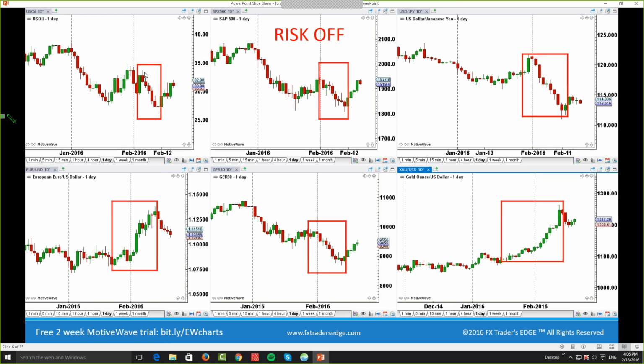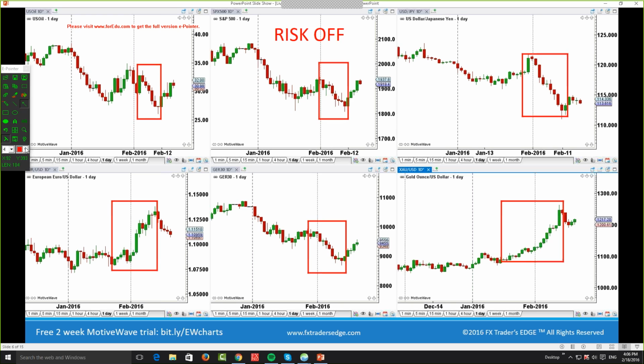This is the daily chart of oil on the left. I'm just going to write over here. Hang on a second. Let's change the color. Okay. So this is oil.